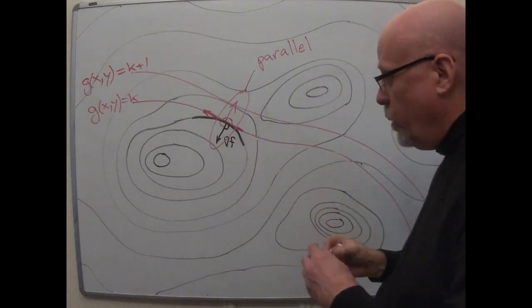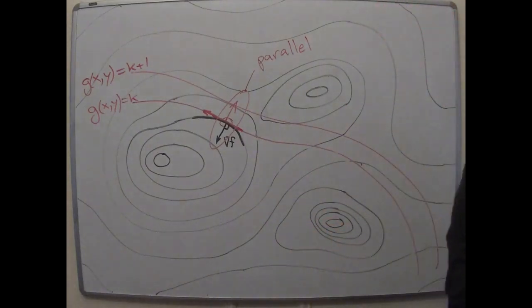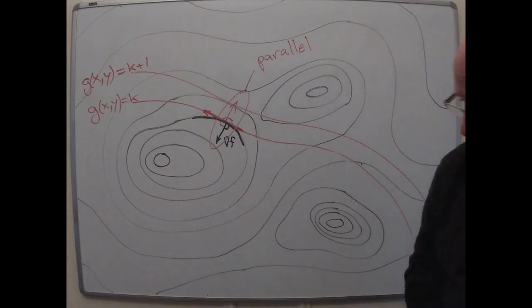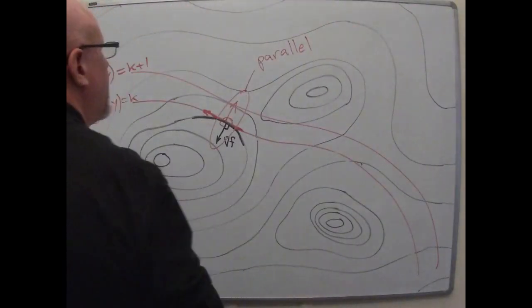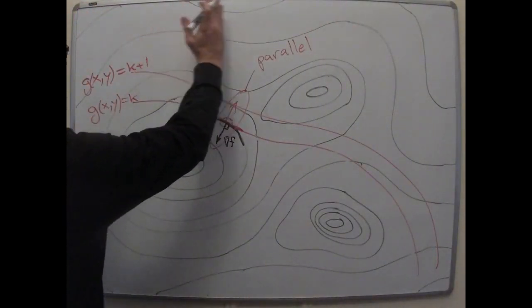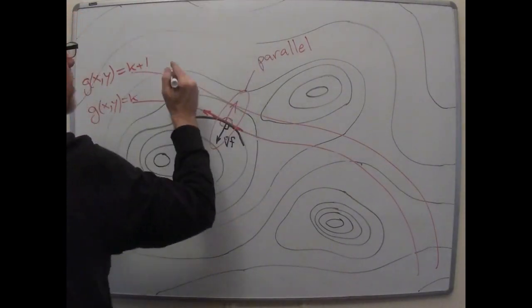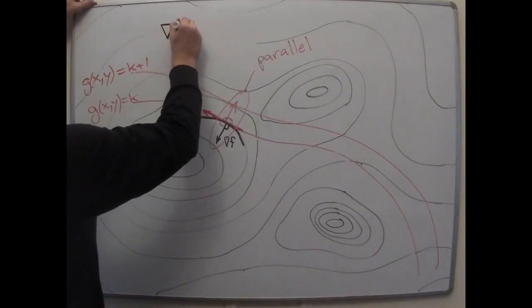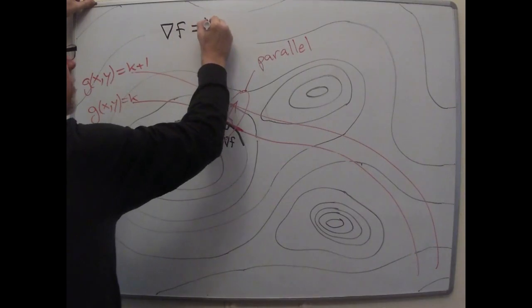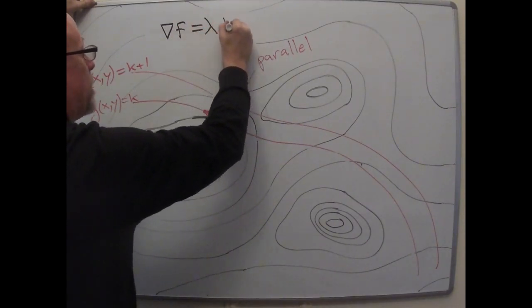And that leads to what's known as the Lagrange condition, which I'm going to write down for you now. I just need to make a little clear area to write. The gradient of the function f is some multiplier times the gradient of the function g.